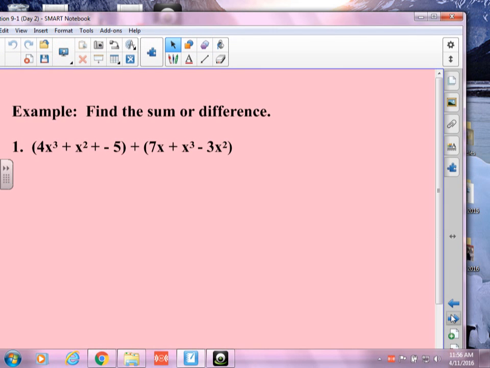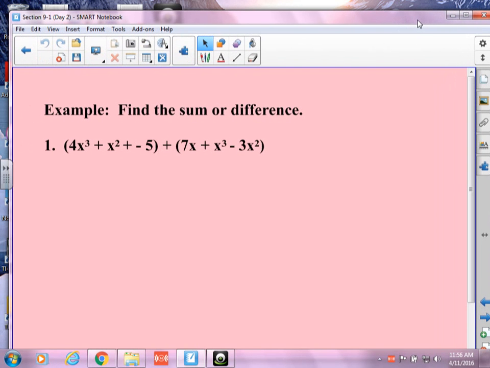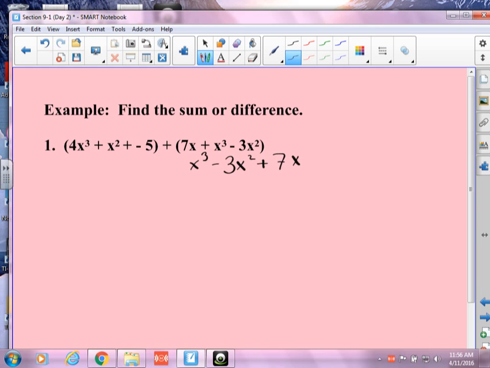So we're going to look at this problem here. And it asks us to find the sum or difference. Now we need to make sure that they are in standard form. If I take a look at the first polynomial, is that in standard form? Yes. Take a look at the second polynomial. Is that in standard form? No. So I'm going to rewrite that. I'm going to put my x cubed first, then my x squared term, and then my x term. So they all need to be in standard form.